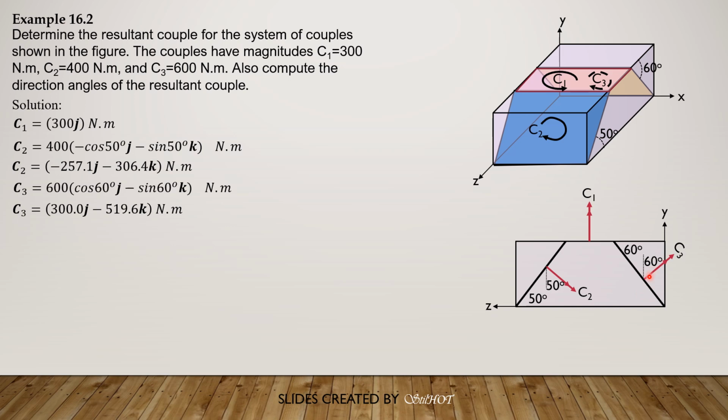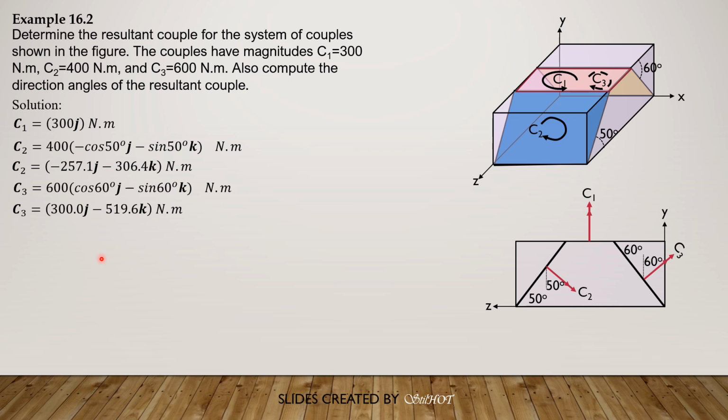Then couple 3 has a positive y component, so it is the magnitude of couple 3 times cosine of 60, going up. So 600 times cosine of 60 degrees, parallel to y, so j. Then the z component is going rightward, which is opposite to the positive direction, so it is negative: 600 times negative sine 60 degrees k Newton meter. Simplifying, it is 300j minus 519.6k. We can now combine the corresponding components.